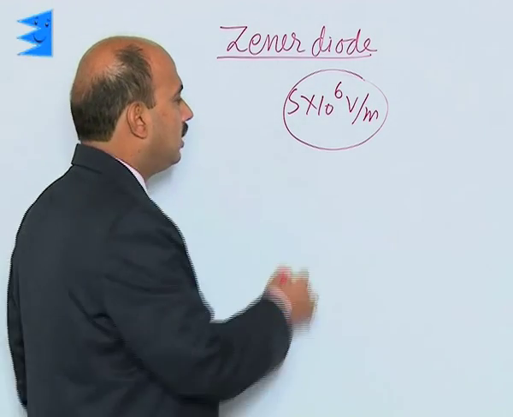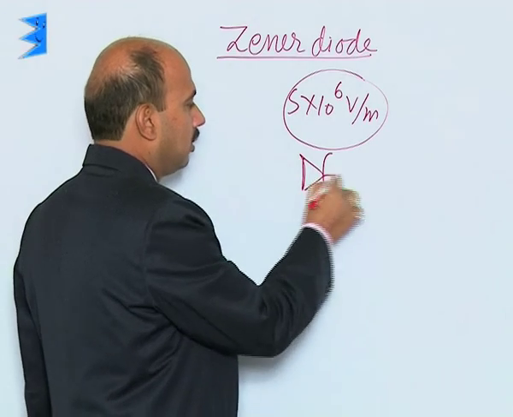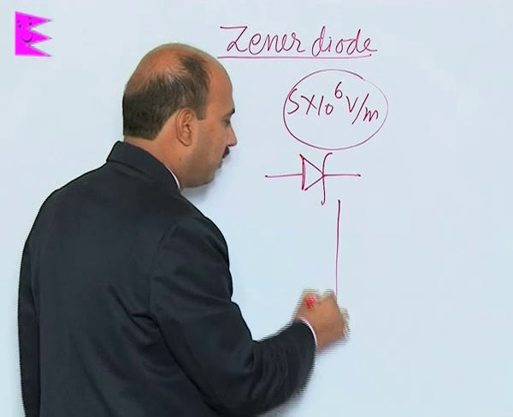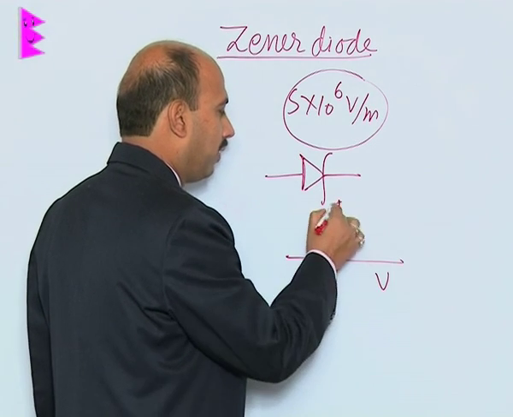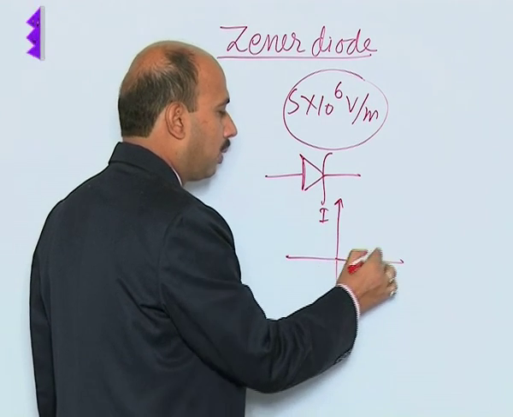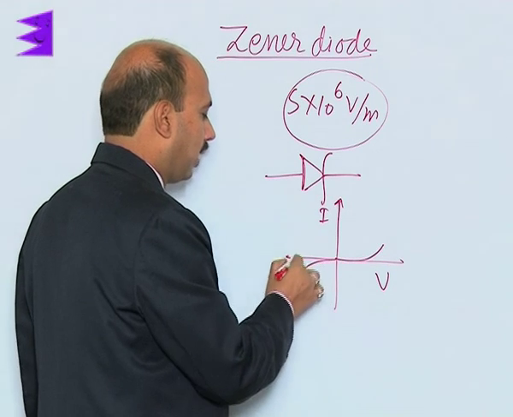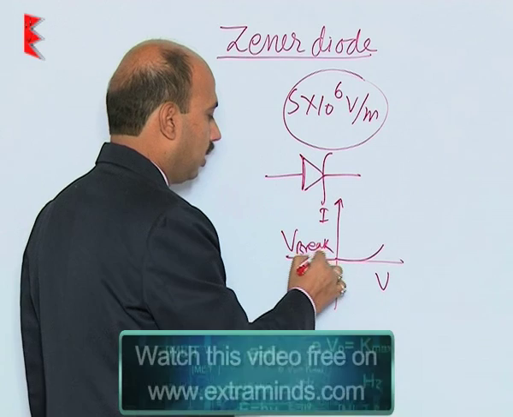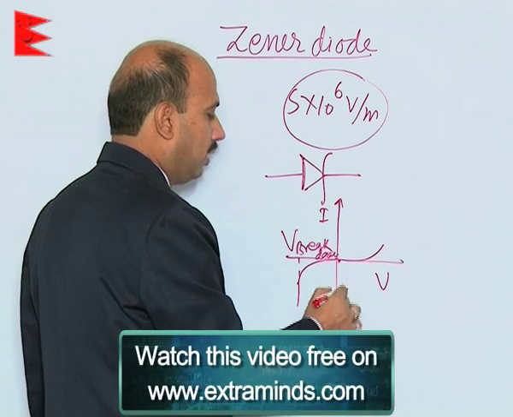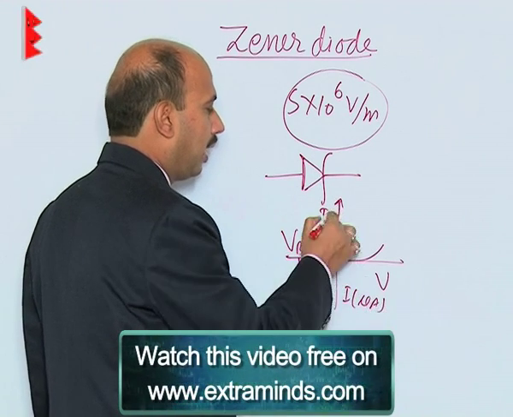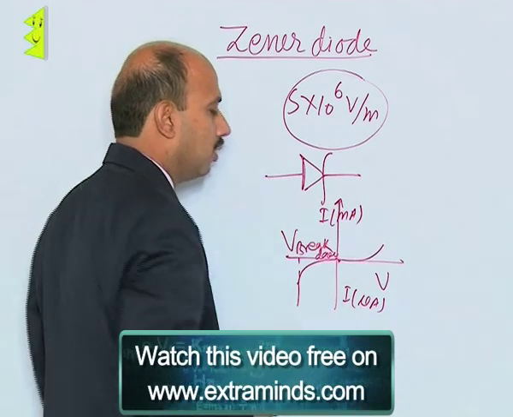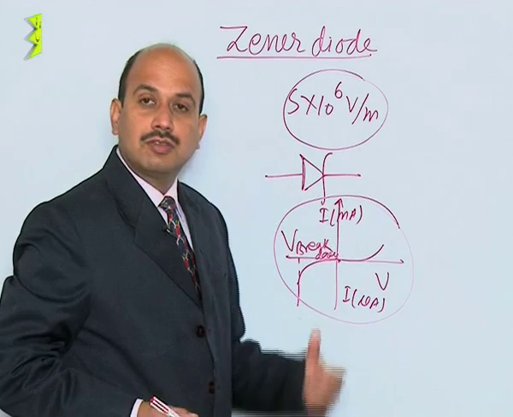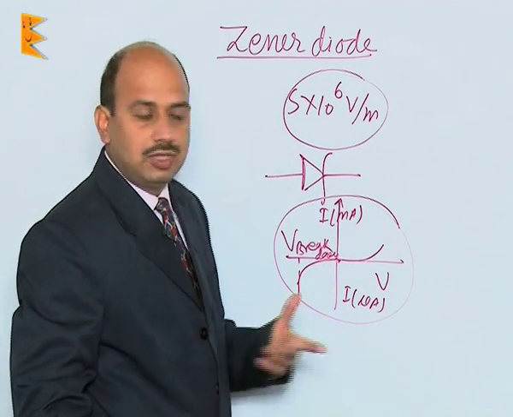So, the symbol of the Zener diode is taken like this. This is the symbol for the Zener diode, and its V-I characteristics can be drawn here. This is for the forward bias and this is for the reverse bias. This is at the breakdown voltage here. Here, I is in microampere and I is in milliampere. So, this is the correct V-I characteristic for this diode, which is known as the Zener diode.